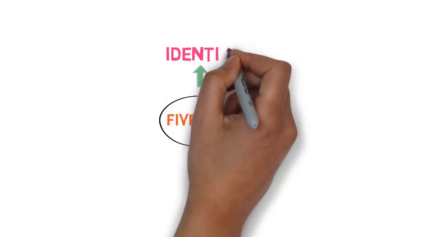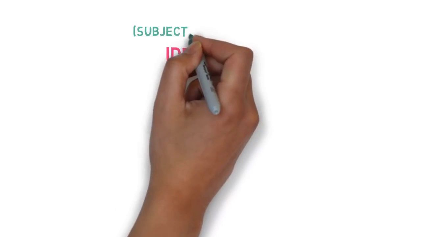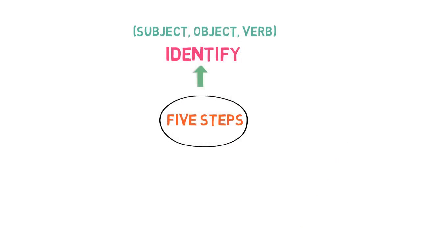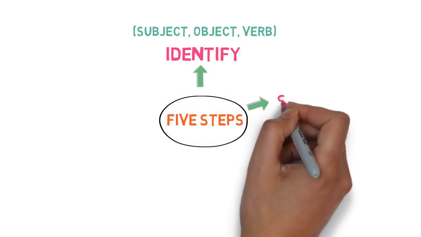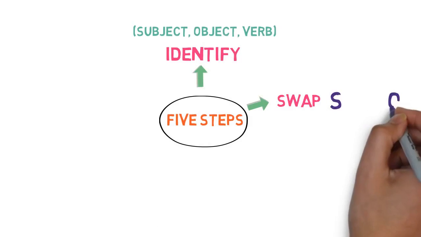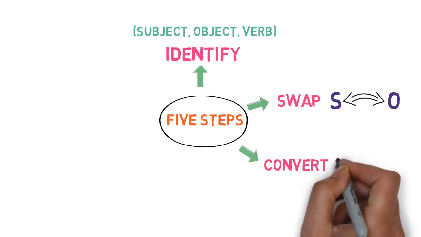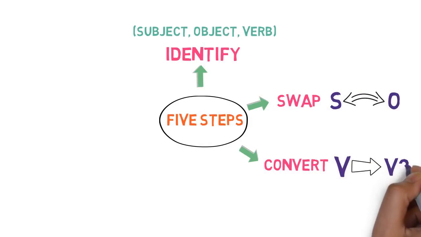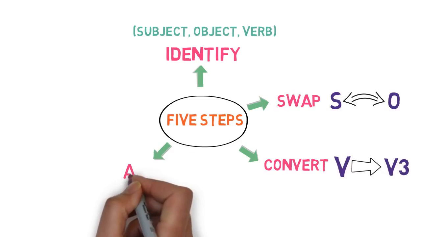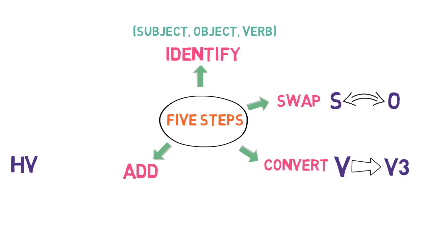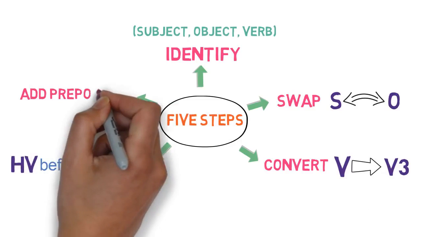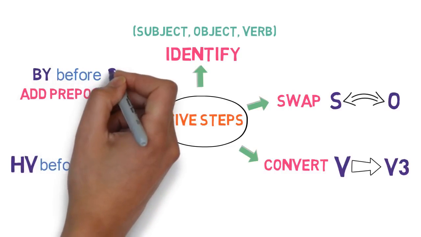First, identify the subject, object and main verb in any sentence. Second, swap subject with the object and object with the subject. Third, convert the main verb into the third form of verb. Fourth, add a proper helping verb of to be before main verb. And fifth, add preposition by before the subject.